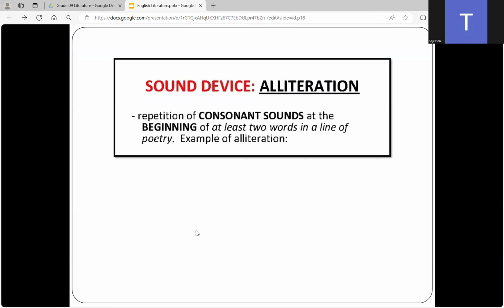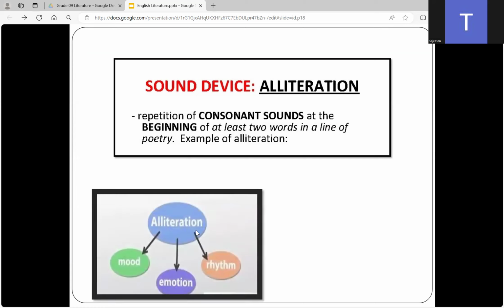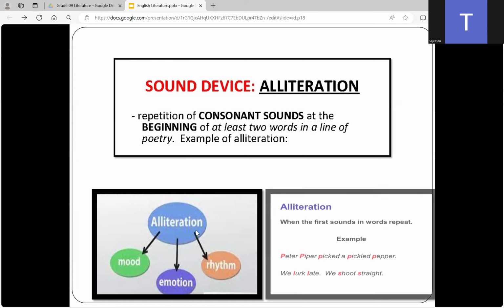Alliteration. Alliteration is a repetition of consonant sound at the beginning of at least two words in a line of poetry. Before going into examples, you can find out why alliterations are used: to bring out emotion, mood, and to give a good rhythm to the poems or songs.